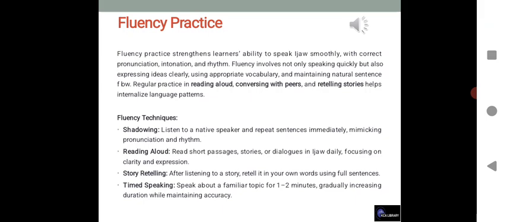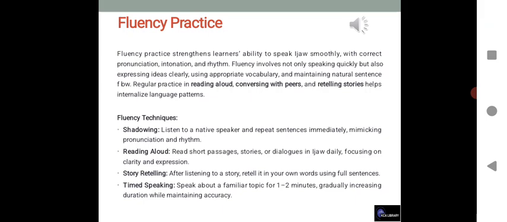Regular exposure to spoken Ijaw and consistent speaking practice helps learners internalize language patterns and reduces hesitation during communication. Activities such as reading aloud, engaging in guided conversations, and retelling stories are effective ways to strengthen oral proficiency and build confidence in real-life interactions.